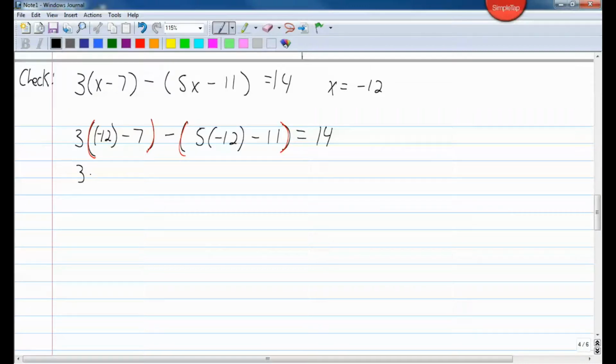Alright, so I have 3 times negative 12 minus 7. That's going to be negative 19, minus, then 5 times negative 12 is what? Let me back up just a second though. Once you go inside a set of parentheses, it's kind of like the whole order of operations starts over. So once I'm inside the parentheses, if there's any multiplication or division to do, I need to go ahead and do that. So I'm going to write above this, 5 times negative 12 is negative 60. So I have negative 60 minus 11. That's going to be negative 71.